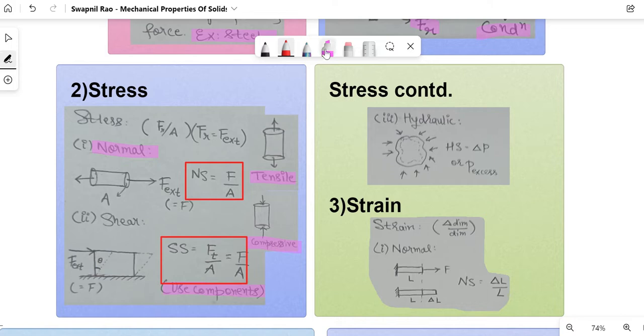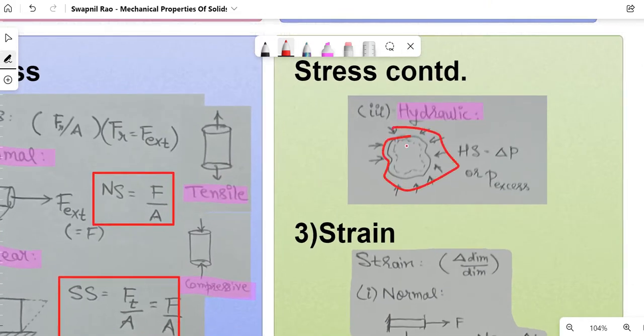So that would conclude shear stress, and next one would be hydraulic stress, and there are other names for it as well. Hydraulic stress is like, as you can see over here, when the force is applied externally, the body will get compressed and there will be a change in volume of the body. So for this, the formula would be HS, meaning hydraulic stress, is equal to delta P, which means the change in pressure, or you can just write it as P excess, which means excess pressure. So delta P meaning P external, or P excess, you can call it anything. So that would be the formula.